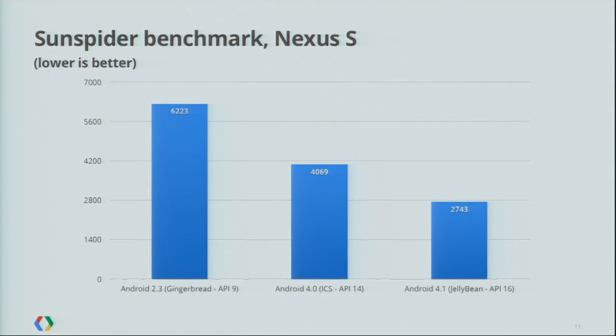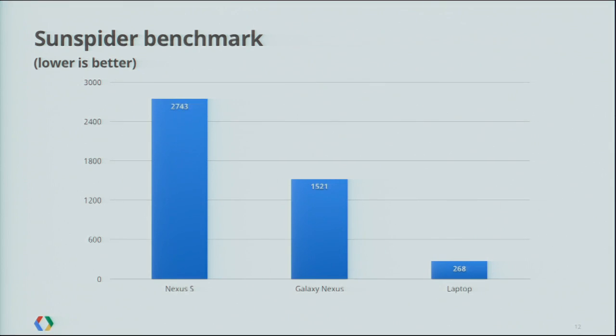All right, about JavaScript, just to give you an overview. On the same device, you can see that, well, luckily, we improved from release to release. And in Jelly Bean, on the Nexus S, you are a bit more than twice as fast as Gingerbread was. Interestingly, if you compare that to a laptop, a 2.5 gigahertz Core 2 Duo, the Galaxy Nexus is only 5 to 6 times slower, which, if you think about it, is not that slow. I mean, we are getting closer and closer to the performance that you got on a desktop a few years ago.